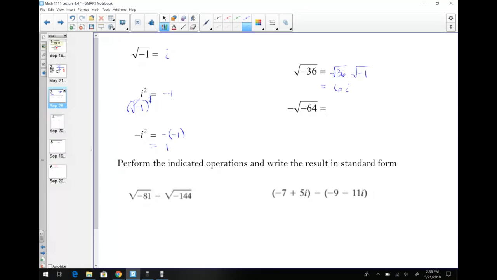For this next one, -64, we start thinking to ourselves, well, we can split up -64 into a perfect square, because we can say that 64 itself is a perfect square. So we have negative square root 64 times square root -1. And remember, I'm doing this because -1 times 64 still equals -64. Okay. So negative, and then the square root of 64 is 8, because 8 times 8 equals 64. And so the square root of -1 equals i.